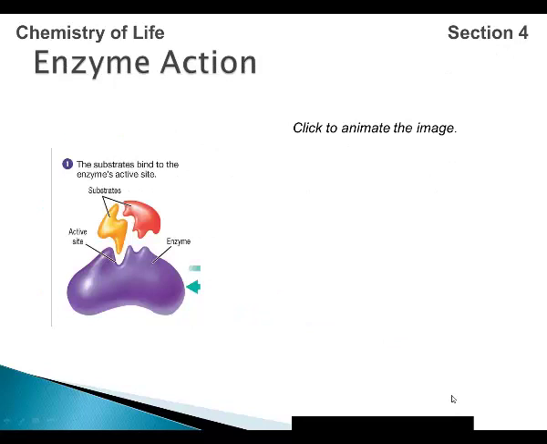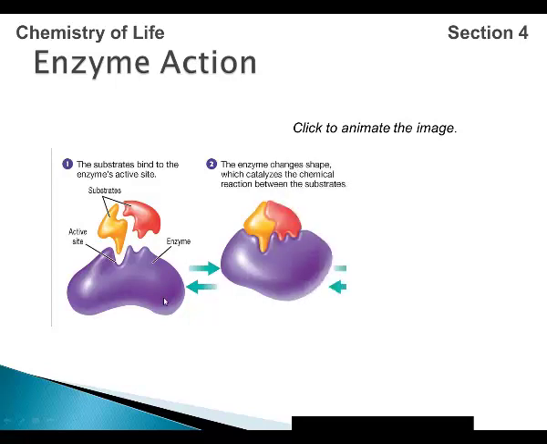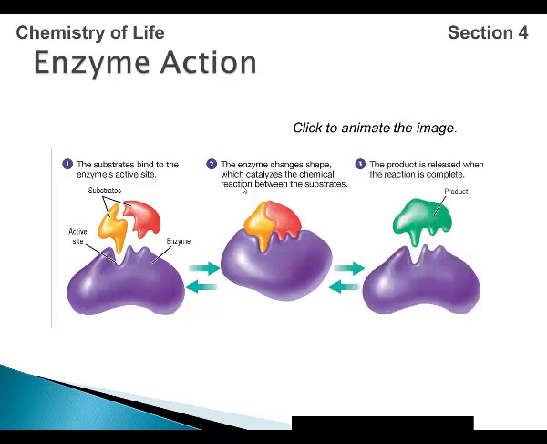The picture here shows an enzyme and two substrates, or reactants. We put the two reactants into the active site. The substrates bind to that active site. Once they bind, the enzyme changes shape, which helps to catalyze the chemical reaction between the substrates, so those two substrates can bind together. And then the product is released when the reaction is complete. So we have a completely new product, and at that point the enzyme can break off and go through that process all over again.